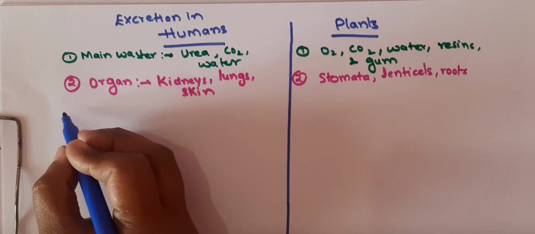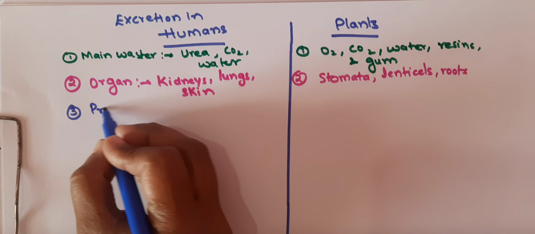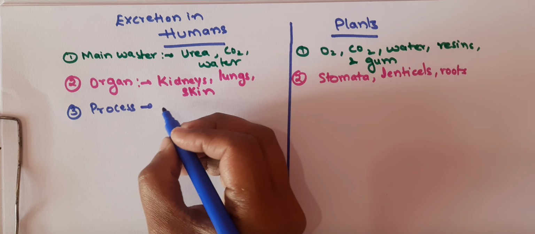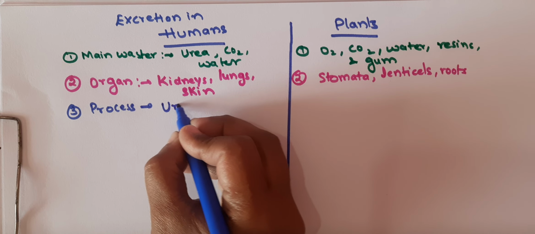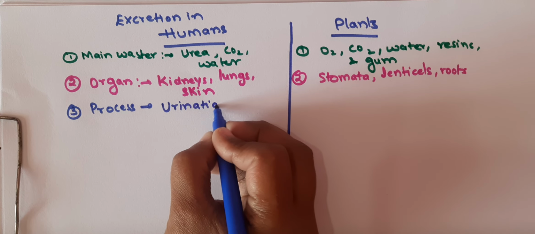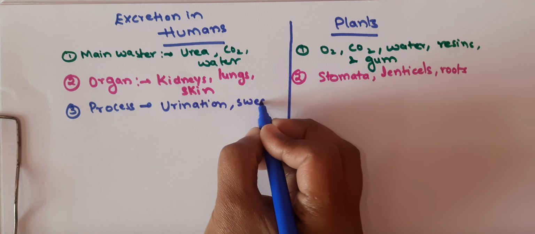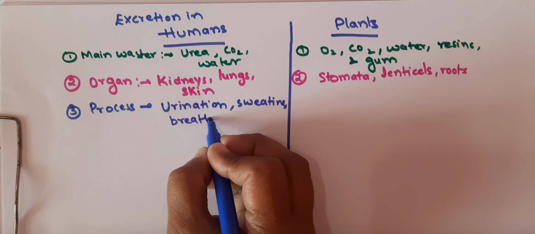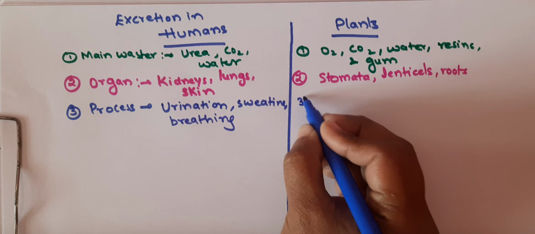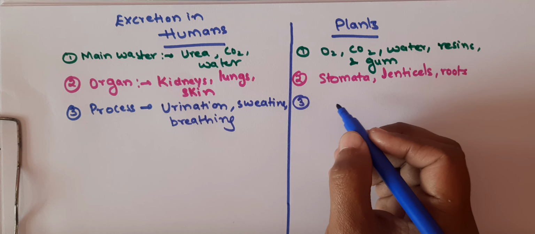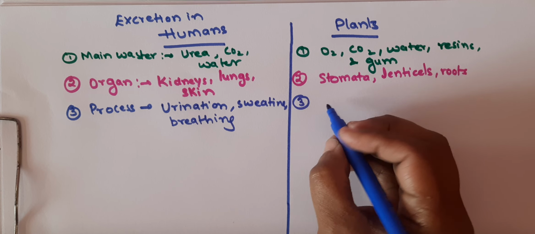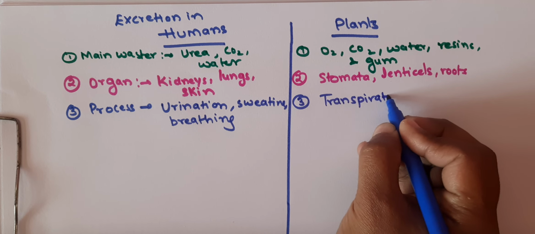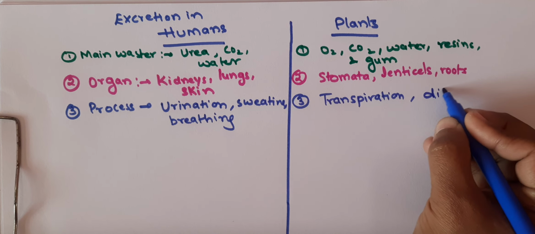And if we talk about the process by which there will be excretion, then humans will excrete waste by the process of urination, sweating and breathing. And the main processes that drive excretion in plants are transpiration, diffusion and secretion.